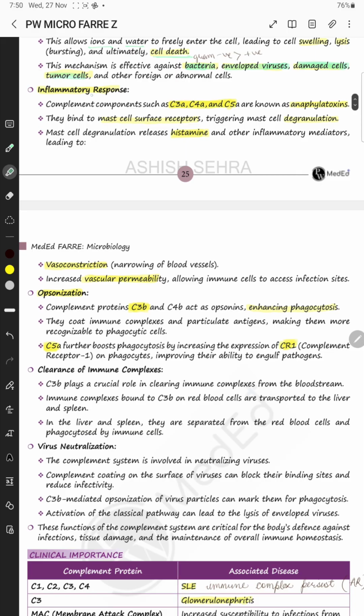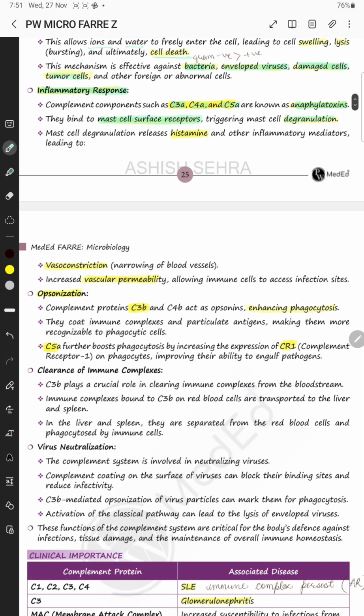Then second function is inflammatory response. Complement components like the C3a, C4a and C5a are known as anaphylatoxins. ये जो C3a, C4a, C5a है जो कि कॉम्प्लेक्स से बाइंड नहीं करते थे and they moved away, they are known as anaphylatoxins. ये सब मास्ट सेल रिसेप्टर्स से बाइंड करेंगे, उनका डीग्रैन्युलेशन करवाएंगे.